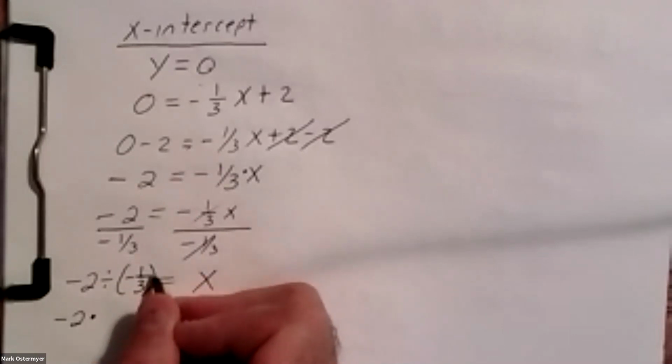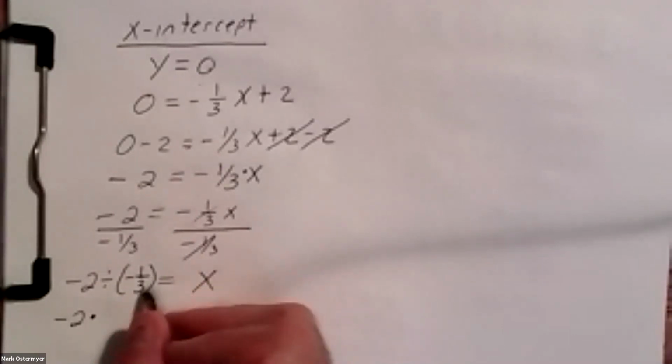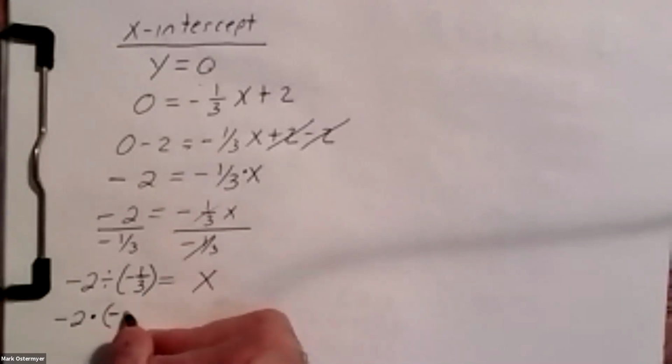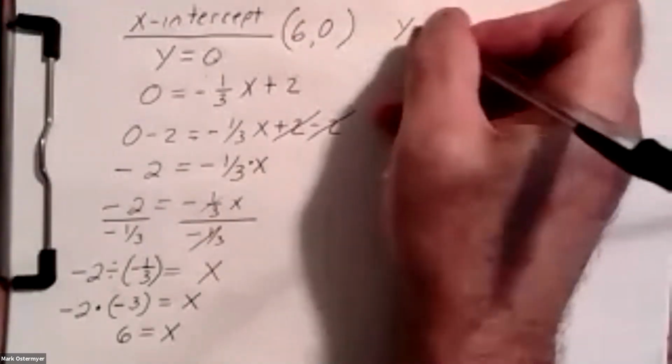Do you flip it? We change division to multiplication and flip the fraction. So what's the reciprocal of negative 1/3? Negative 3 over 1, or just negative 3, correct? Now, what's negative 2 times negative 3? +6. There you go. So what's my x-intercept as an ordered pair? 6, 0. Yeah, good. Let's now find the y-intercept.